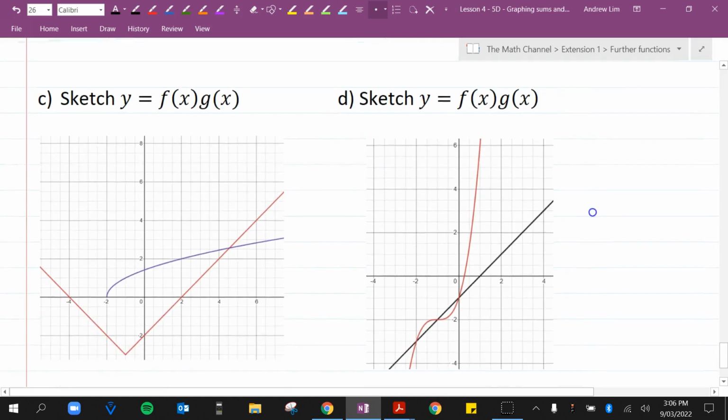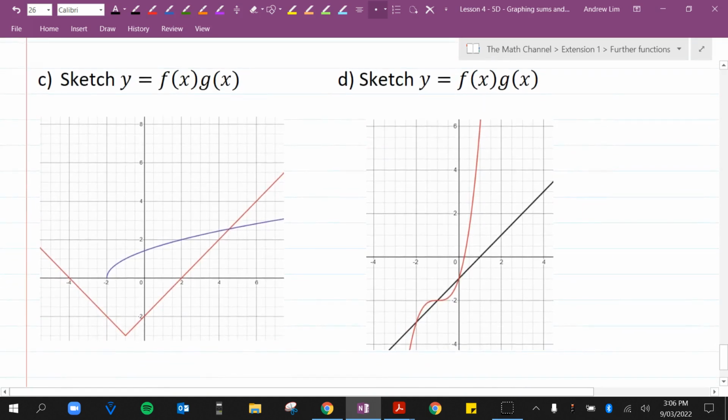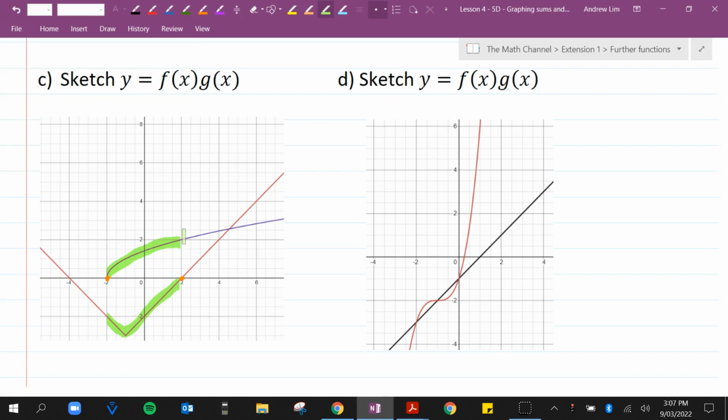Alright, last two questions. So 0 times minus 2 is 0. 0 times 2 is 0. So there's going to be 2 x-intercepts. Can you see how all of this bit here is negative and all of this bit up to there is positive? Positive times negative will be negative. So it's going to go below the x-axis. And then from there on, they are both positive. So it's going to go above the x-axis to the right of 2.